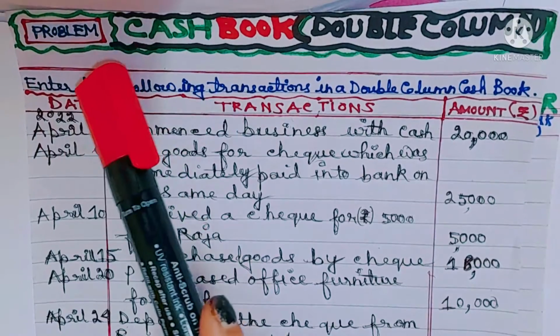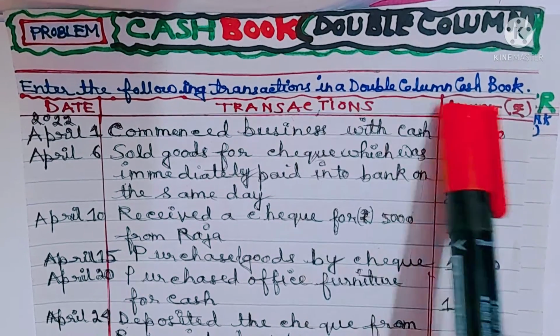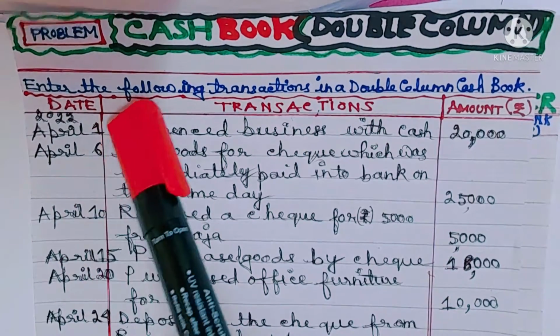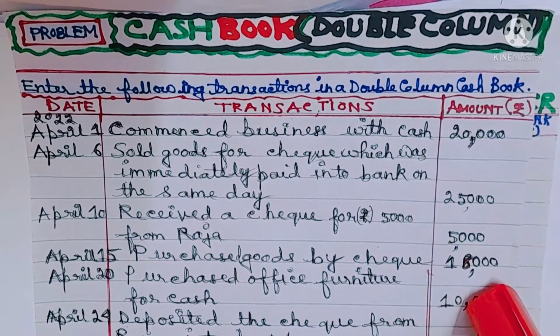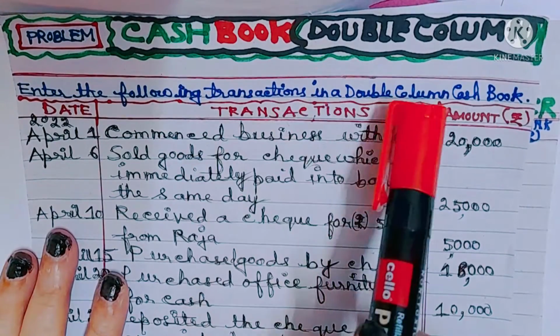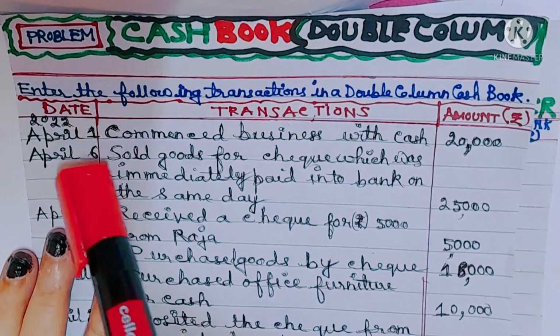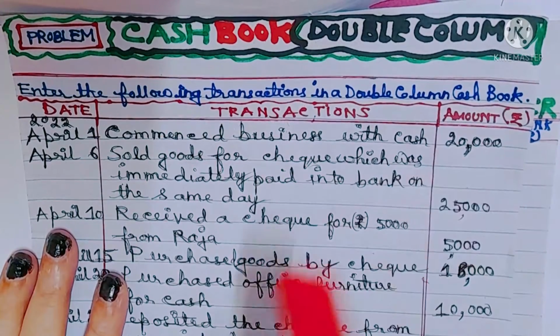So here is the problem: cash book double column. Enter the following transactions in a double column cash book. Here is the column for date, here is the column for transactions, and here is the column for amount. So what is the first transaction? The first transaction is 2022 on 1st April, commence business with cash 20,000.